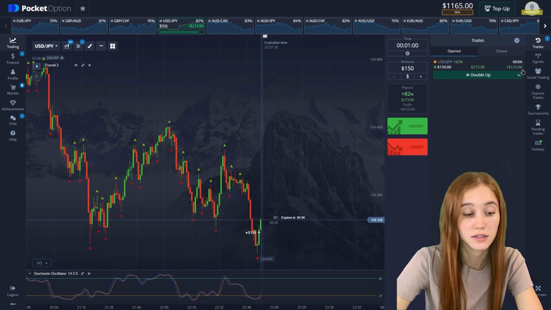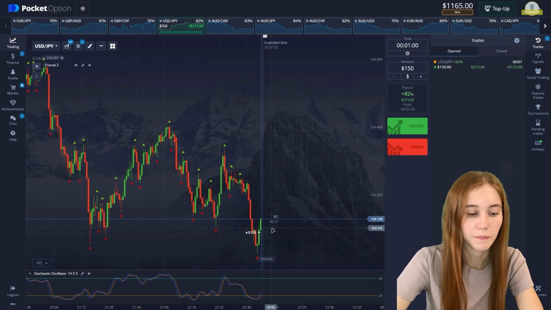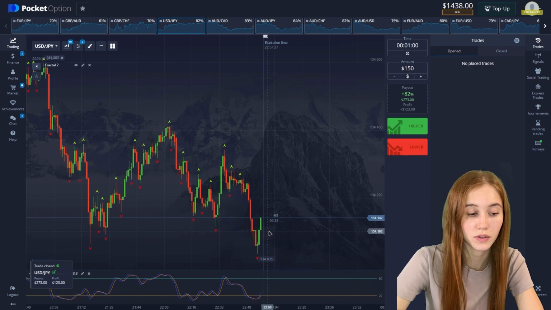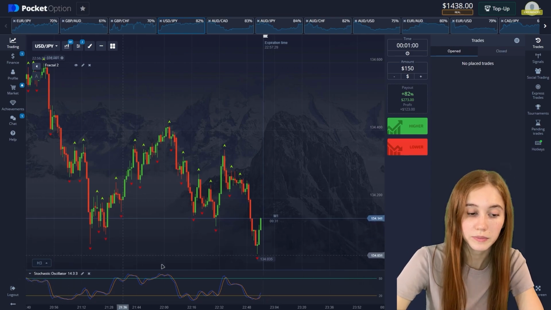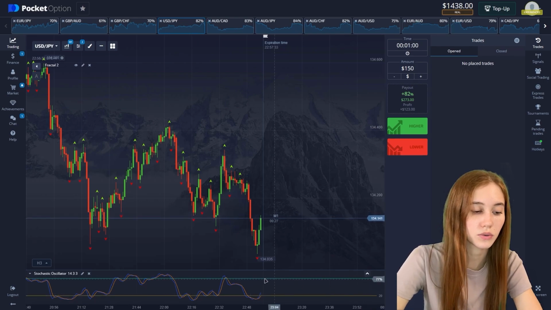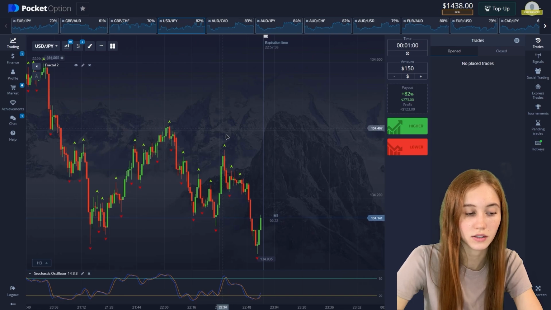So there are 6 seconds left. Yeah, deal closes in profit. Good. Profit is $123. We also see from the oscillator that we're starting to leave the 20 zone into our consolidation zone, and the charts are starting to grow. Let's move on.